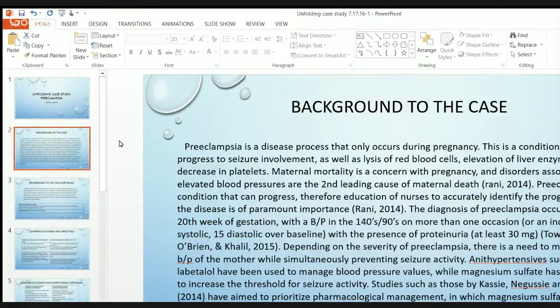What makes preeclampsia slightly different from gestational hypertension is that typically with preeclampsia, there's also going to be proteinuria, where there's going to be spillage of protein into the urine.